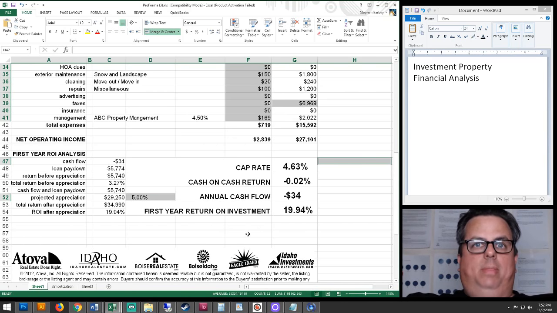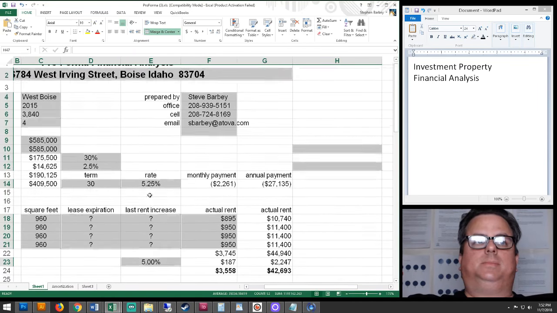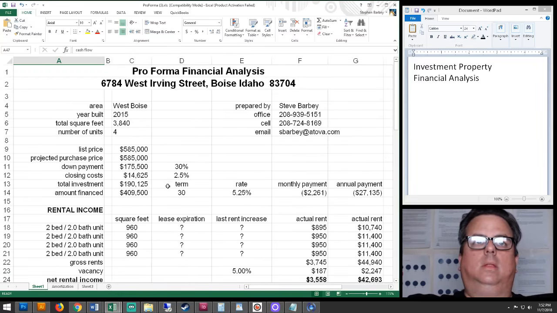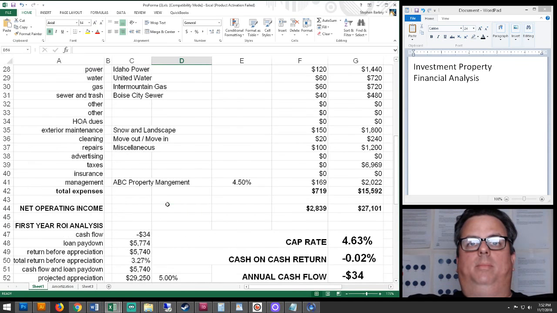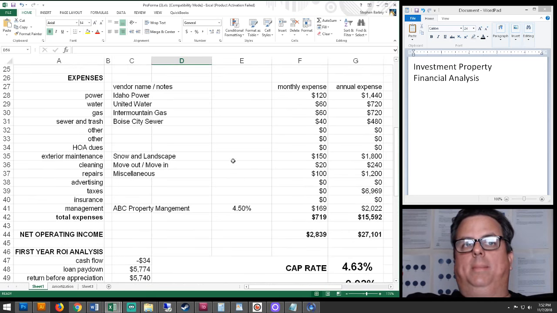If you modify these cells and these cells only, don't worry about the stuff over here on the right. If you modify those cells, that's it. You're done. You've done your pro forma. So I'm going to save this.